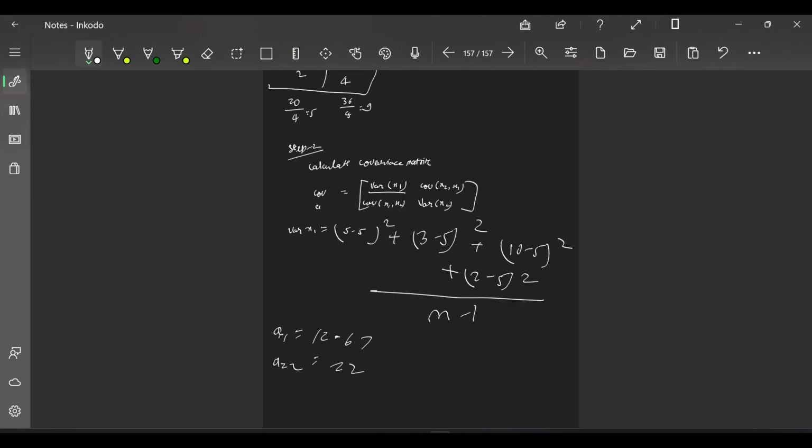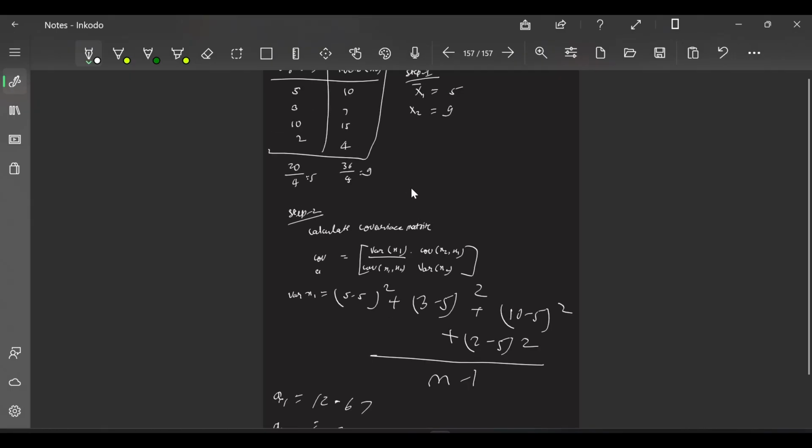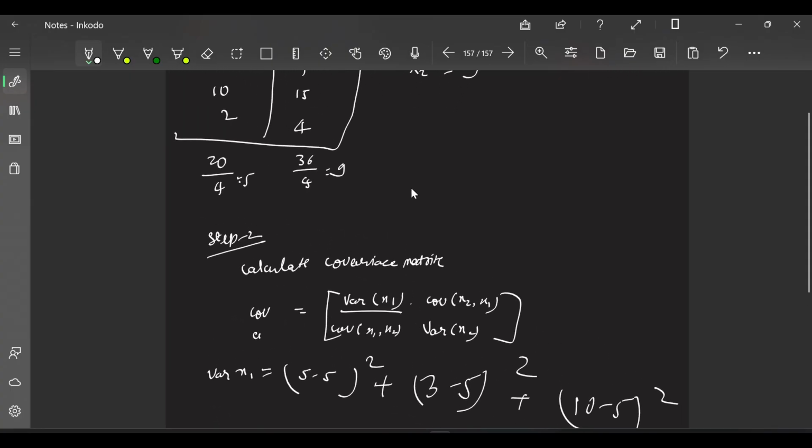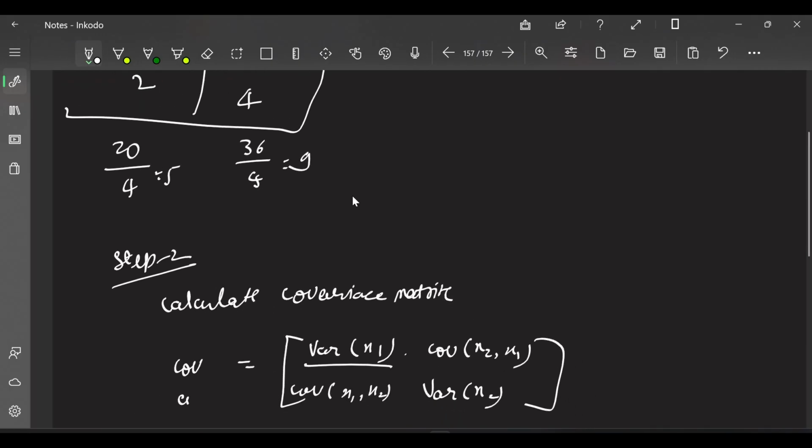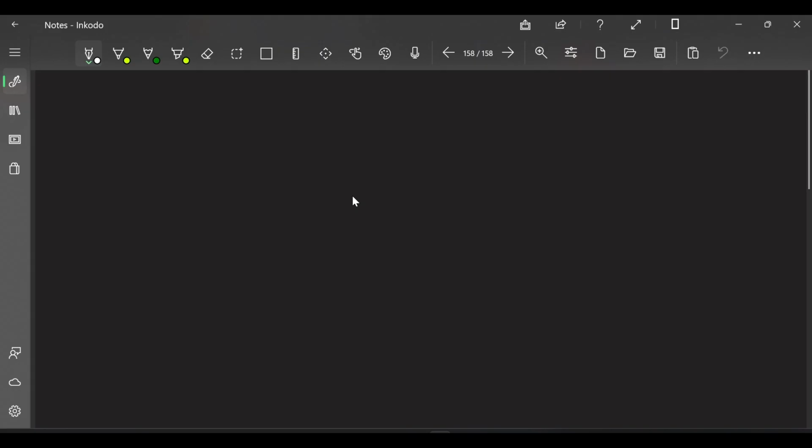Okay, so now we have to find the covariance of x2 comma x1 and x1 comma x2. If we are finding x2 comma x1 or x1 comma x2, both will be the same only. So let's see how we are going to find it. The covariance, let me see.